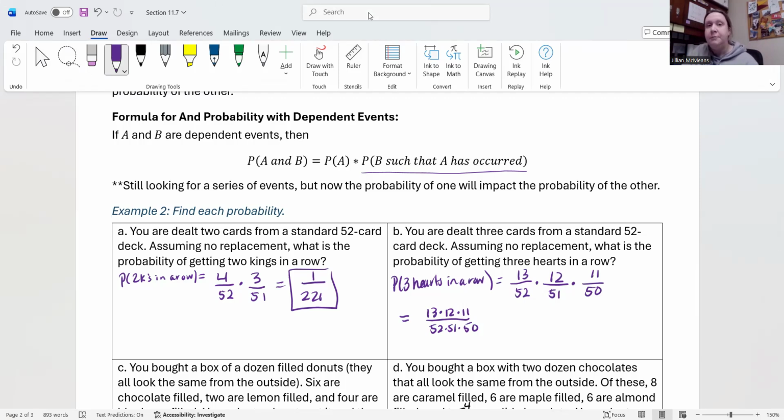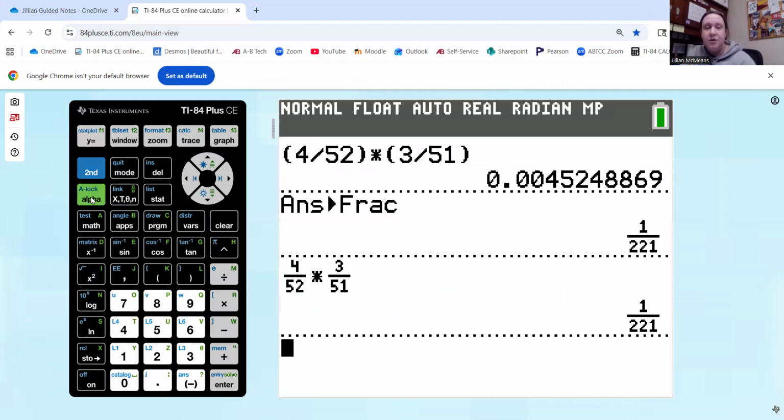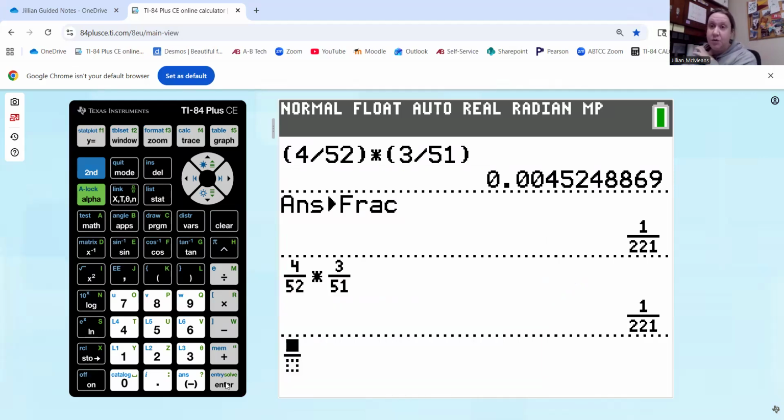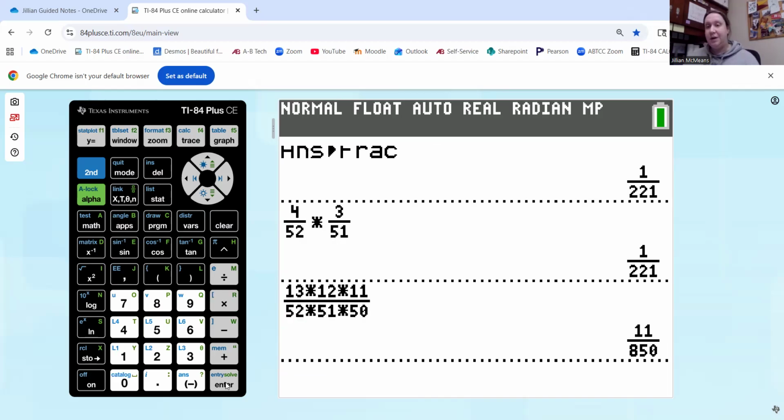So let's do that. So let's go to the calculator. I mean, this isn't going to be some life-changing shortcut, but it'll save you a little bit of time. So we're going to go alpha y equals, and we're only going to have to do alpha y equals 1 time because now we're going to type in the product of all of the numerators. So we had 13 times 12 times 11. And then we're going to type in all of the denominators. We had 52 times 51 times 50, and we hit enter and we get 11 over 850.